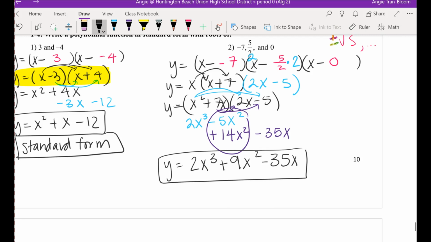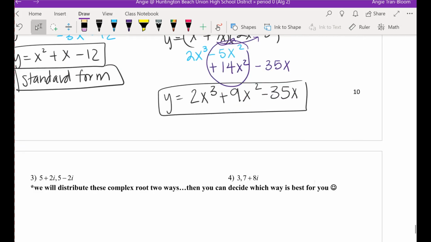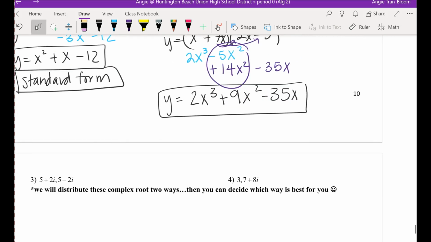So that's if I give you all real roots. What if I don't? Here we go. I'm going to show you how to distribute the complex root two different ways. Okay, I want you to copy both down, and then on your homework you can decide which one you like best.